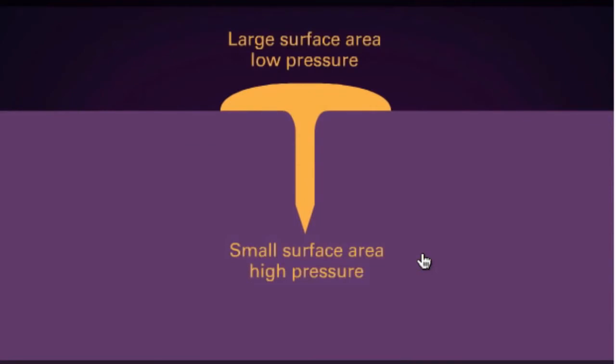So what's going on here? The round end of the pin has a large area, so the force from your finger spreads out, creating low pressure. The sharp tip concentrates the force into a very small area, which creates high pressure. And how do we measure pressure? That's right, newtons per square metre.